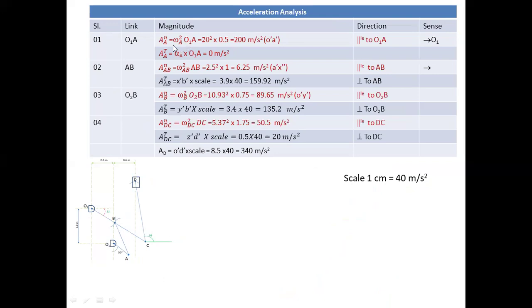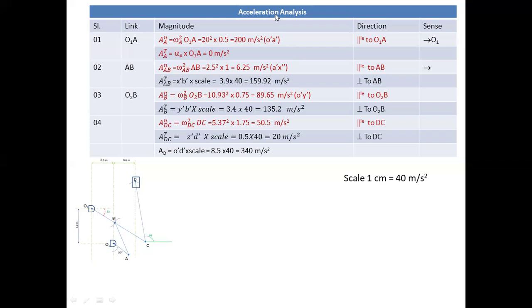So just put that value in. The normal component of acceleration for point A with respect to O is around 200 meter per second square. Then the second, normal component for AB, is 6.25 meter per second square. The normal component of O2B will be R omega square, 89.65 meter per second square. The normal component of CD will be DC into omega square, that is 50.5 meter per second square. And then we have to plot the tangential component. Now look at the value for the normal component of crank O1A, 200 meter per second square.